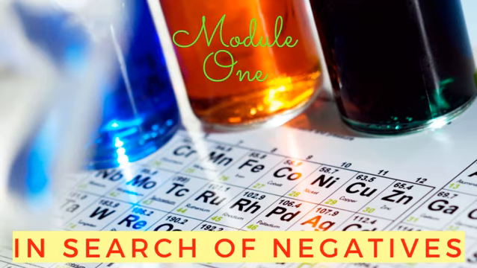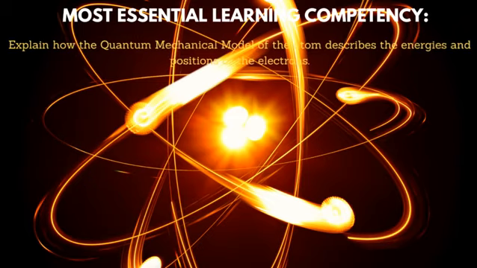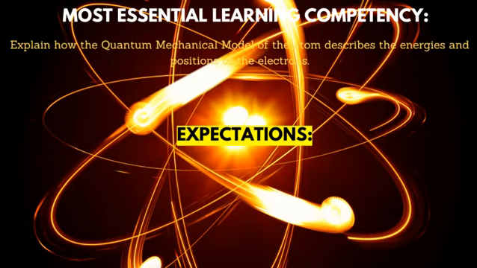And this module is anchored on the division made module from SDO Caloocan. The most essential learning competency is to explain how the quantum mechanical model of the atom describes the energies and position of the electrons. The expectations that we are going to have today are the following.